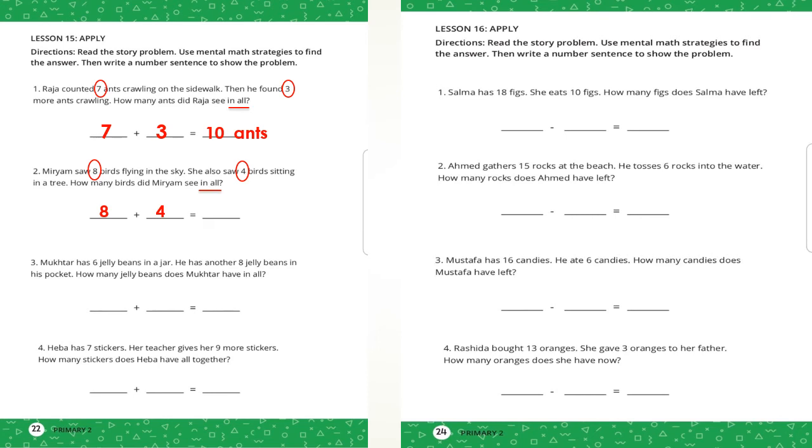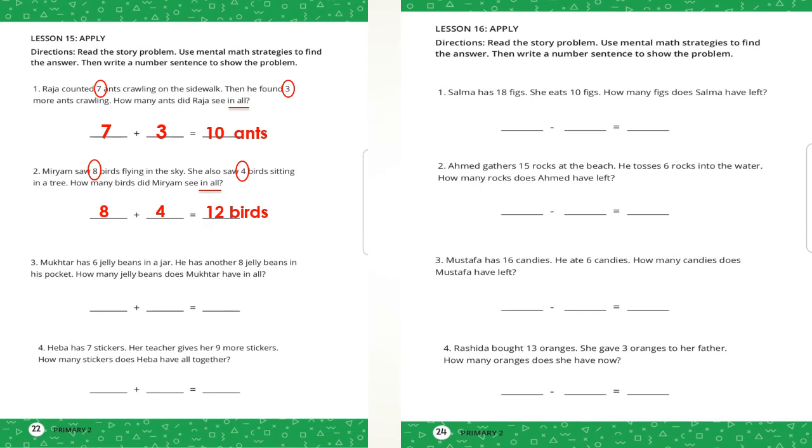We can use the counting on strategy. Big number 8 in my mind and small number 4 on my fingers. After 8: 9, 10, 11, 12. So we will write 12. 12 what? 12 birds. Don't forget to write birds. How many birds? Okay? So we have to write it. Question number 3 and 4, you can solve by yourself.